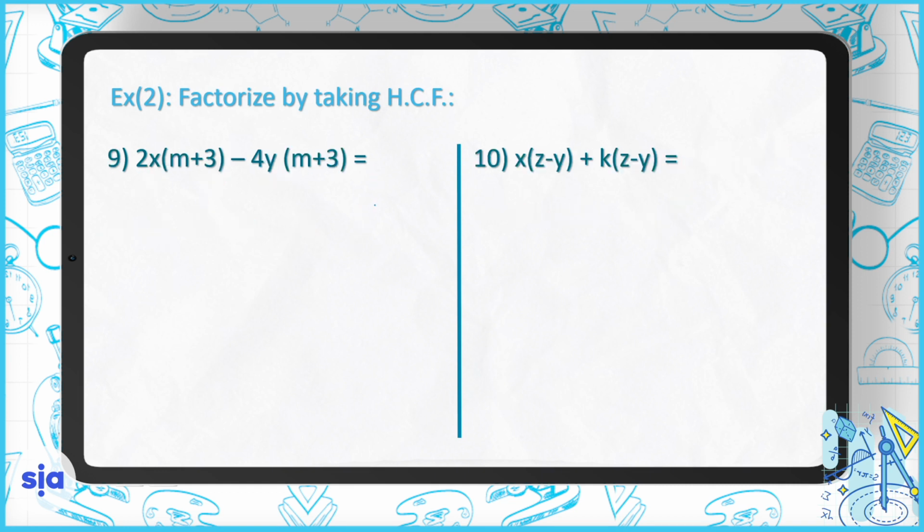Question 9 here. The common factor in this case is the m plus 3. If you have a bracket that is in common, we take this bracket as a common factor. And then in another bracket, we collect the singles, 2x minus 4y.